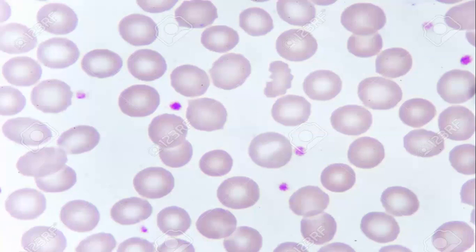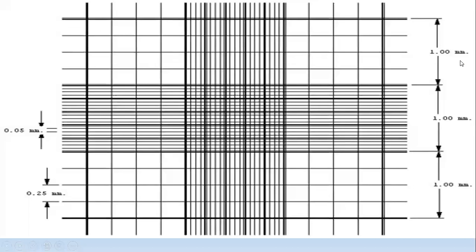This is a microscopic view of how platelets look under a microscope. These are platelets. This is how Neubauer's chamber looks in the microscope.